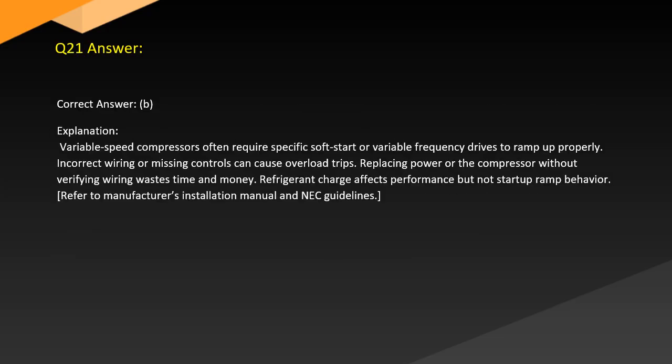Answer. Correct answer: B. Explanation. Variable speed compressors often require specific soft start or variable frequency drives to ramp up properly. Incorrect wiring or missing controls can cause overload trips. Replacing power or the compressor without verifying wiring wastes time and money. Refrigerant charge affects performance but not startup ramp behavior. Refer to the manufacturer's installation manual and NEC guidelines.